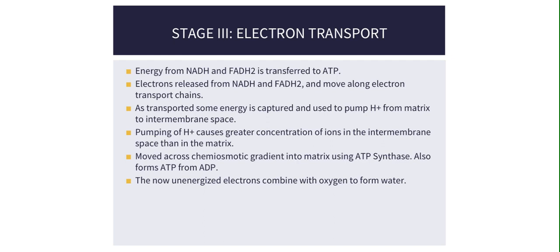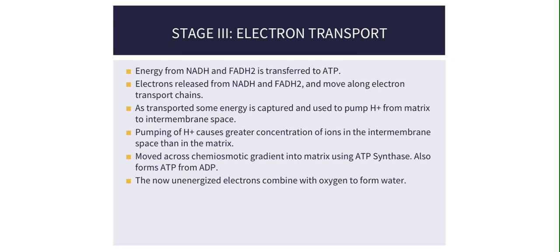Now, ATP synthase, again, acts like a channel protein, helping hydrogen across, but it also acts as an enzyme forming ATP from ADP, exactly like it did in photosynthesis. So chemiosmotic gradient uses ATP synthase, not only moves those hydrogens across, it also creates ATP. At the end of all of this process, you have a huge number of ATPs created, and that's what we want to do. We went from glucose to energy.